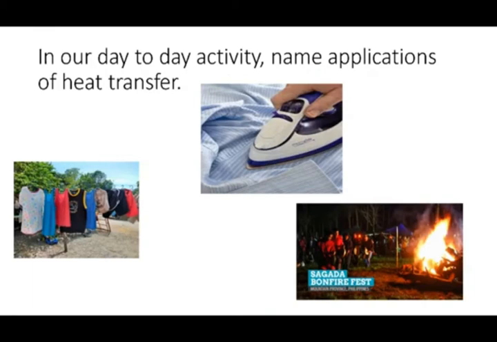In our day-to-day activities, here are some applications of heat transfer. On the first picture, it is the drying of clothes. Radiation is the mechanism of heat transfer. Second picture, ironing. Conduction is the mechanism of heat transfer. On the last picture is a bonfire. Radiation is the mechanism of heat transfer.